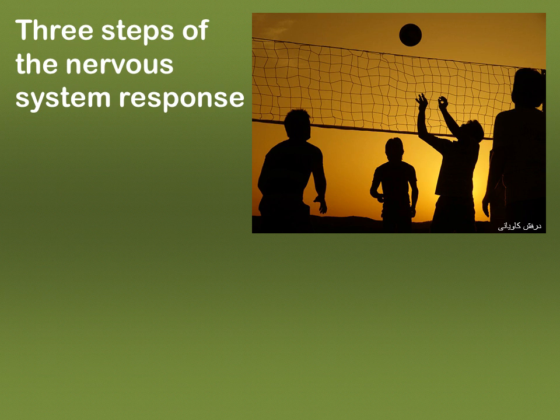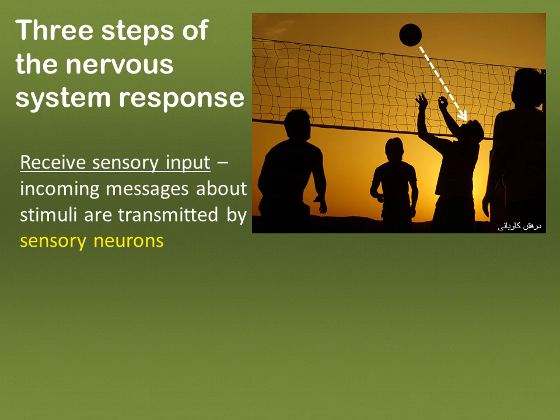Now, there are three basic steps composing the nervous system response to a stimulus. So we're going to use our volleyball player here setting up to hit this volleyball as an example. Now, the first step is to receive that sensory input. So we see here the player is observing the location of the ball, that sensory information coming in, and that sensory information is going to get transmitted to the central nervous system via a special type of neuron called sensory neurons. So link sensory in your mind with incoming messages.